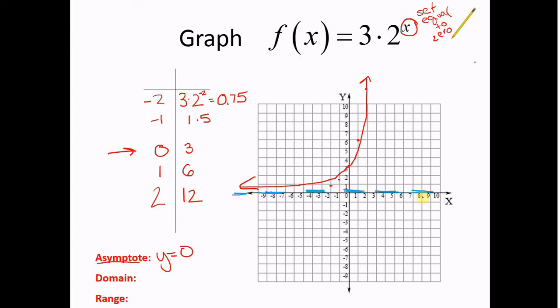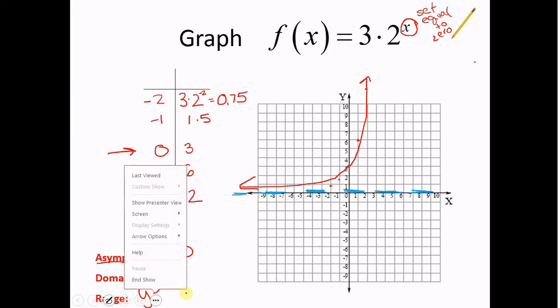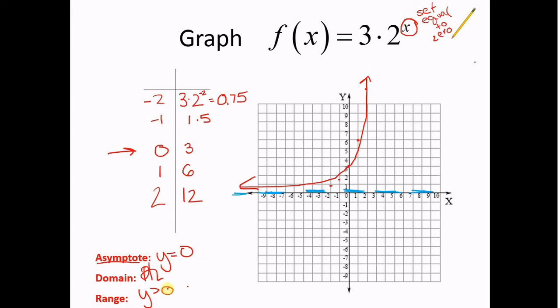Your domain is always going to be all reals. So it's going to be that fancy R that we've been writing. And our range, notice, I don't have any y's greater than 0. Not equal to, can't be equal to 0, just greater than 0.